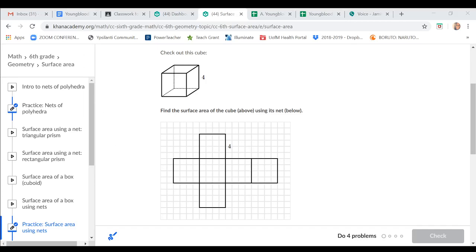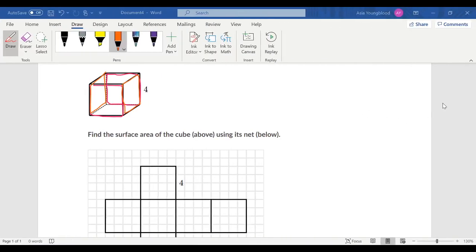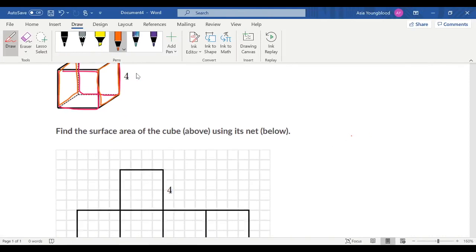Let me change my color maybe to orange. 3, 4. I actually think that I didn't switch my screen. Did I switch my screen? I didn't. So let's switch that so you guys can see what I'm actually talking about.